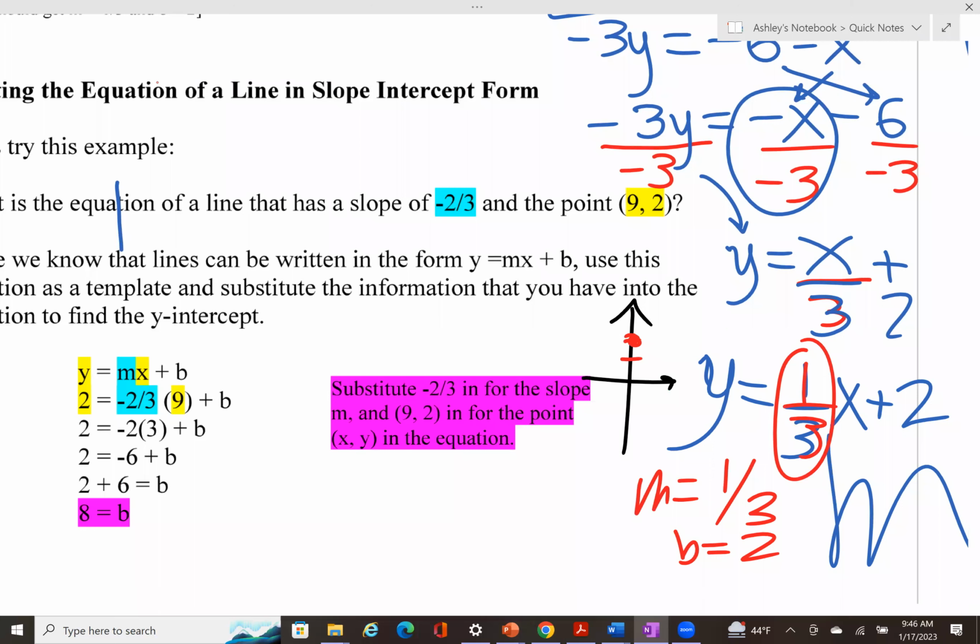And then the slope is 1/3. From there, I'd rise 1. Since 1 is positive, I'm going up 1. And 3 is positive also, so I'm running 3 in the positive direction. It should look something like that. From positive 2 on the y-axis, I rise 1 up and run 3 to the right.